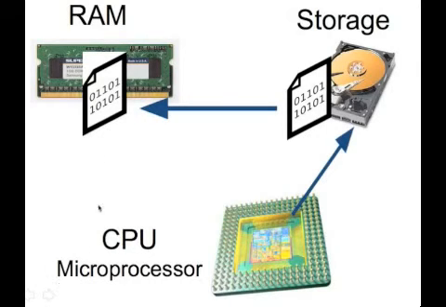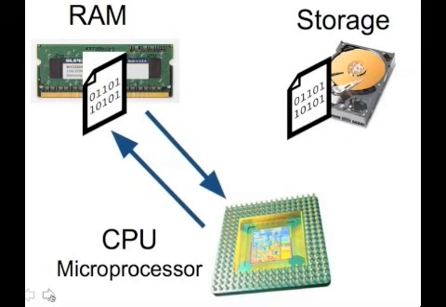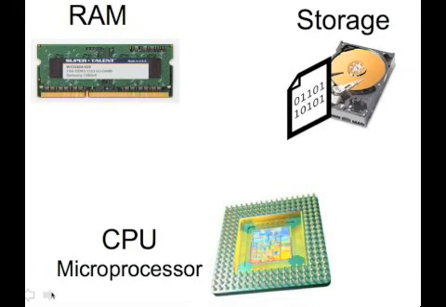Once the program is in RAM, then the CPU can communicate back and forth with the RAM memory and execute the program. Once you're done with the program, it's simply thrown away from RAM, but it's still in the storage memory permanently.